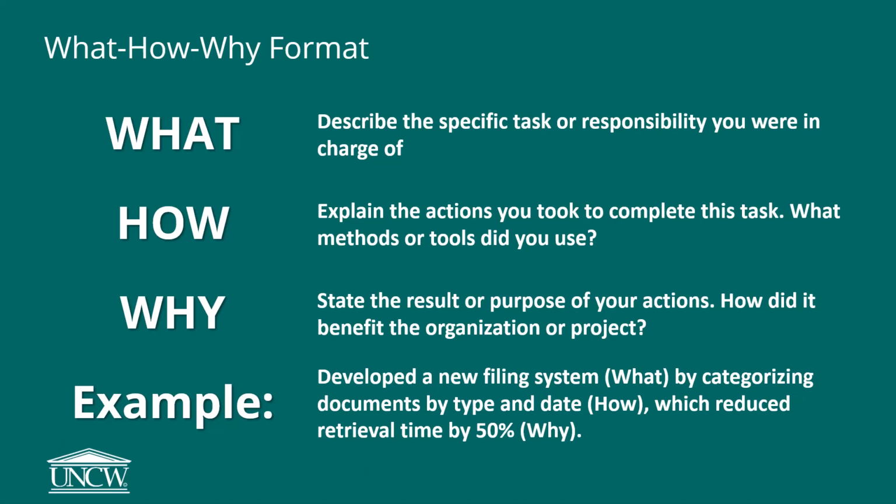An example of this would be: developed a new filing system by categorizing documents by type and date, which reduced retrieval time by 50%. As I said, if you don't know the 50%, just leave it off. So the final part would read, which reduced retrieval time for the team, something like that. Again, you don't have the percentage, but it still can be a strong qualitative bullet even if it isn't quantitative.